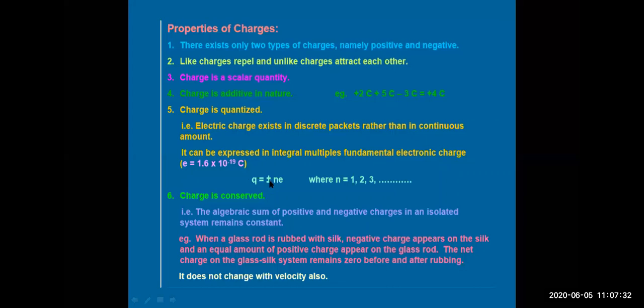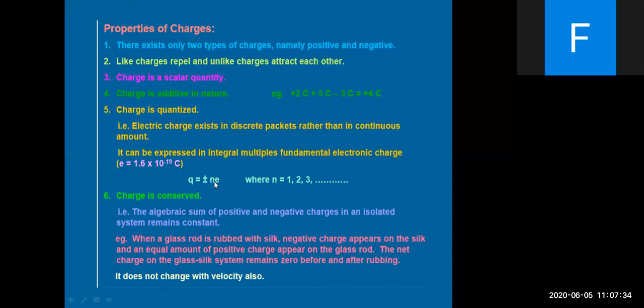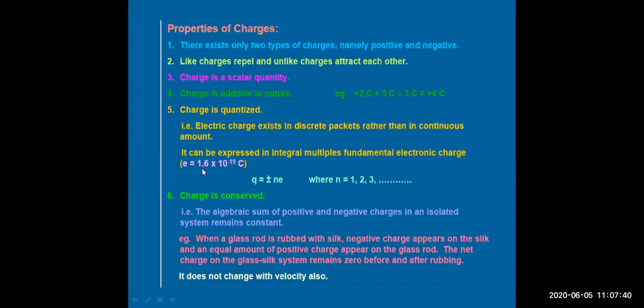Q will be equal to plus or minus N into E. N can take any number. E value is already given for you. It is 1.6 into 10 to the power of minus 19 Coulomb.